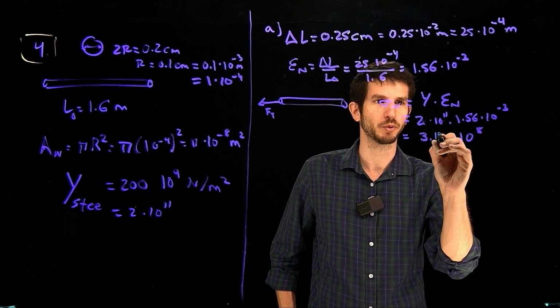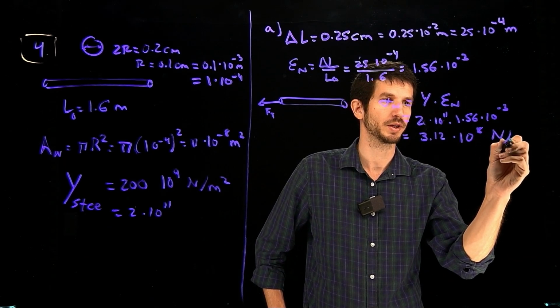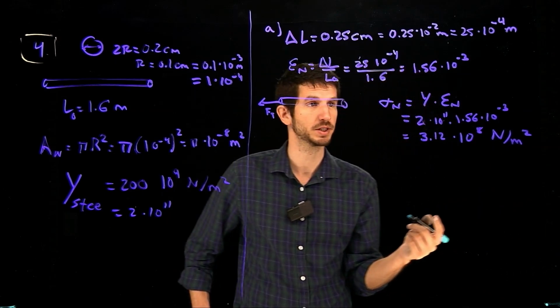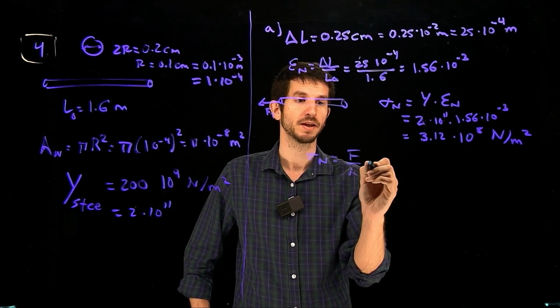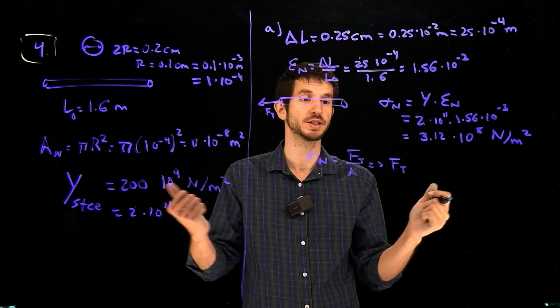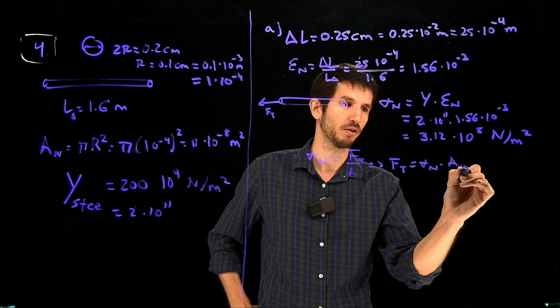3.1, but it's okay, 3.12, something like that, but 10 to the 8 sigma, and this is going to be newtons per square meter. And because we're working in an international system, there's no confusion, this is very easy. And what is the definition of a stress? A stress is just the force divided by the area. So now if we want to know the force, that force is a tension force, because we're stretching, and then this tension force is going to be the normal stress times the area of the wire.